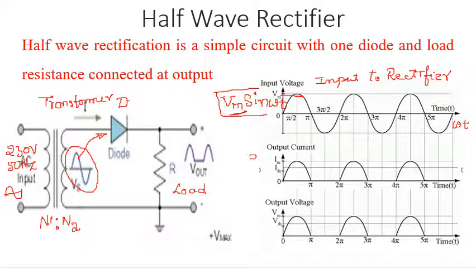These two are the output voltage and current waveforms which I can observe across the load. If I measure the voltage or current at these two junctions, that is across the terminals of load resistance, I can see output current is having this shape and output voltage will be having this shape.